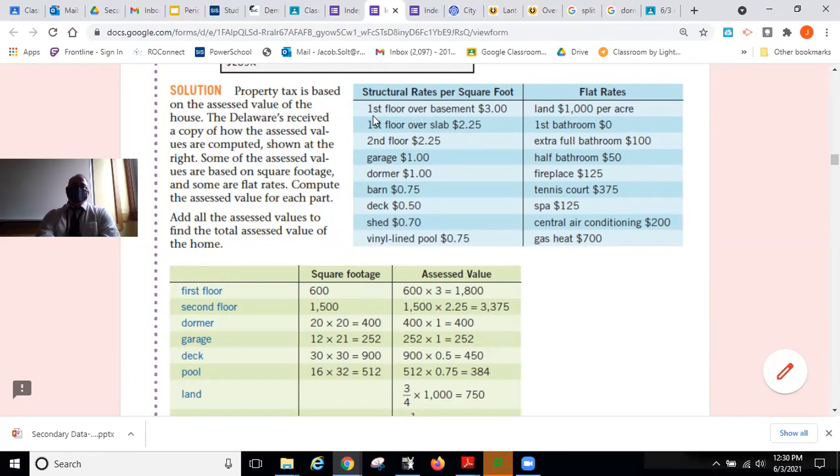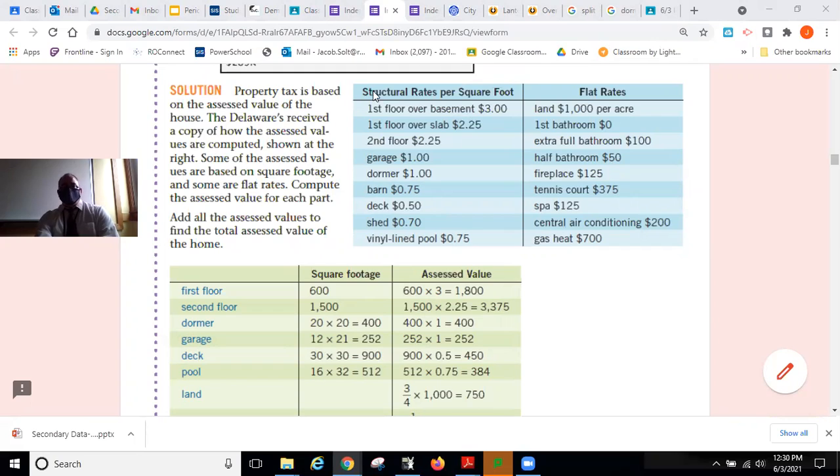So you're gonna get charged per square foot, $3 per square foot for every square foot of first floor that's over a basement. Someone's chatting here. What's the point of that? Can you be more specific, Keyshawn? What's the point of what? What's the point of taxes? What's the point of a dormer? What's the point? All right, Keyshawn's going to get back to me. He's going to tell me what that is.